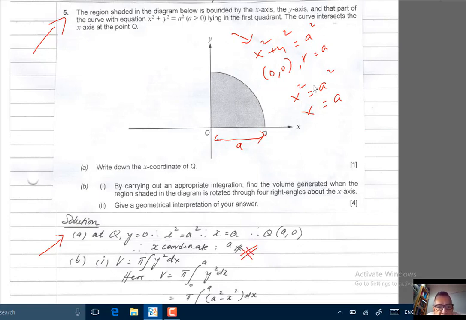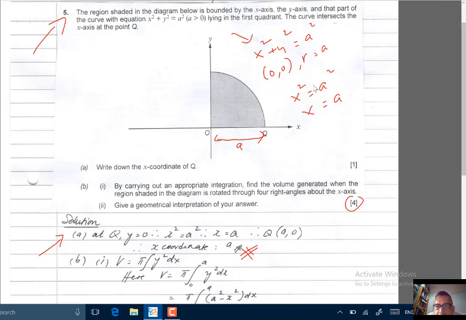In part B, we've got two parts to this question. By carrying out an appropriate integration, you're asked to find the volume generated when the region shaded in the diagram is rotated through four right angles, that is 360 degrees, about the x-axis. And you're asked to give a geometrical interpretation of your answer. Part B carries 4 marks.